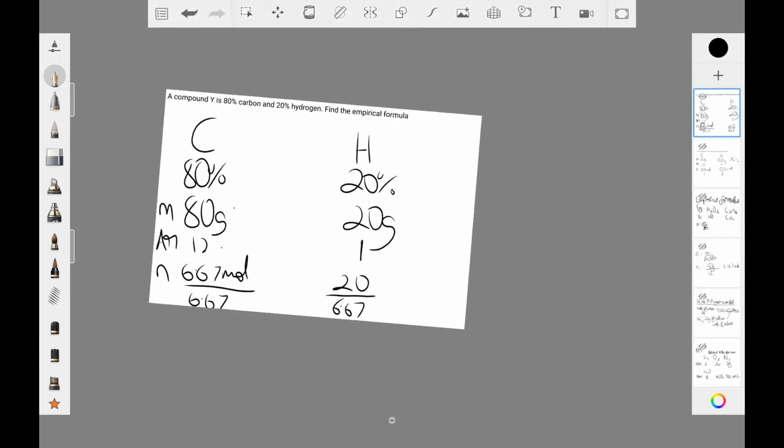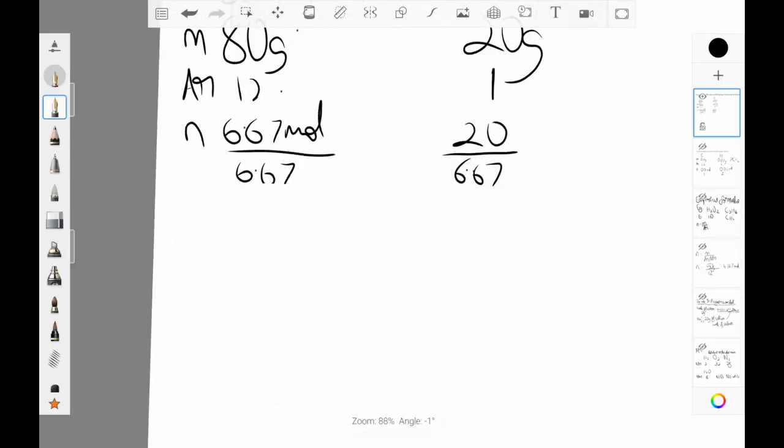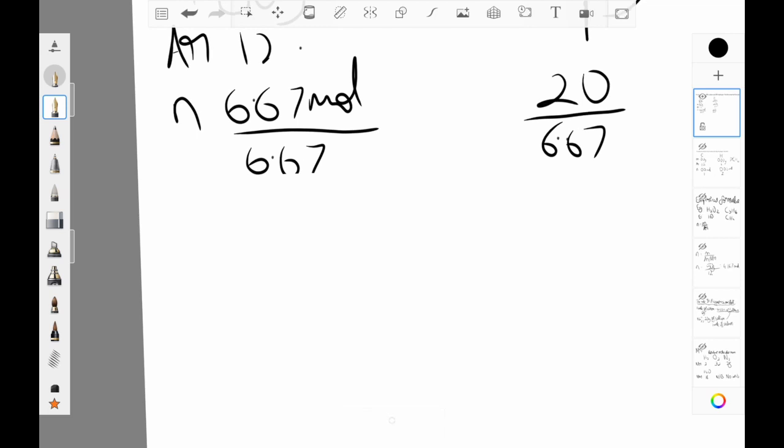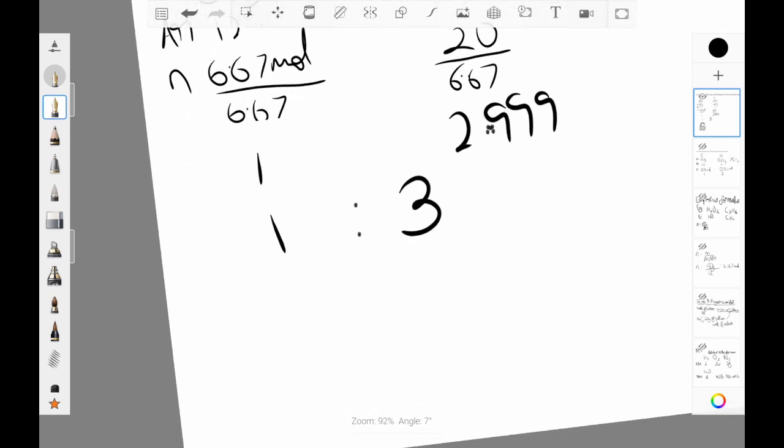Right, sorry about that. So you divide both the numbers by the smaller value and you end up with 1 and 2.999, which you can just round up to 3. That's acceptable. So you end up with a ratio of 1:3, and you just apply that. So the empirical formula for compound Y is CH3. And with that, we are done with empirical formula.